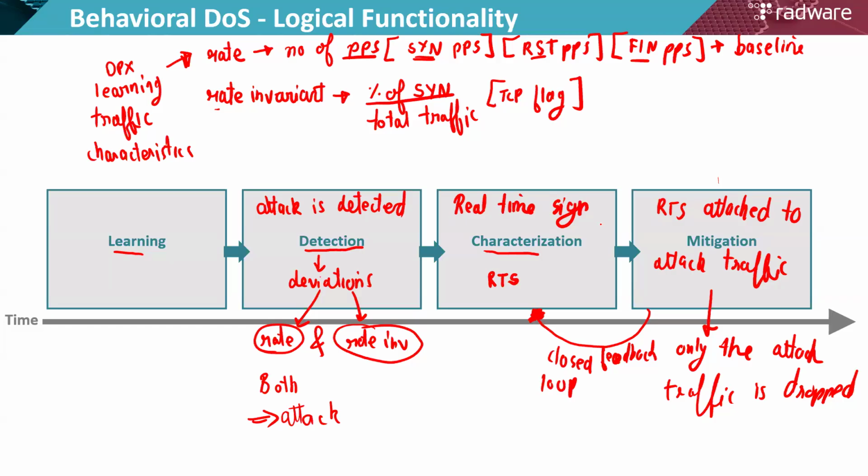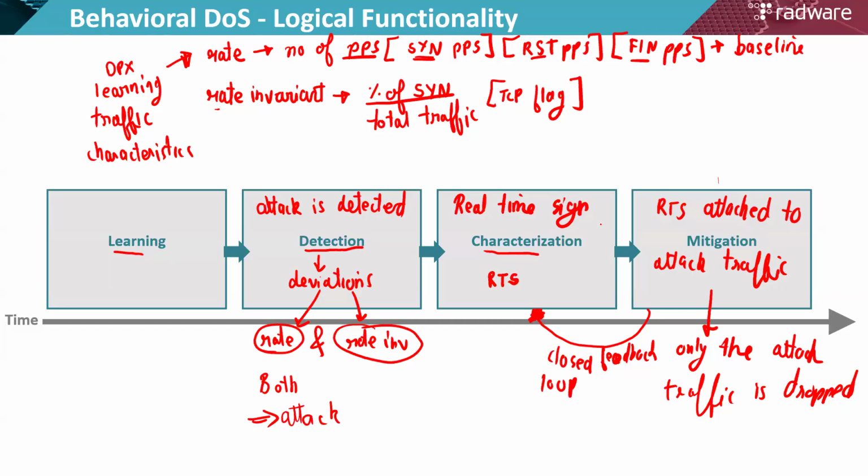Next phase is the characterization phase. During this phase, whenever an attack is detected, DefensePro makes sure that a real-time signature is created based on the parameters learned during the attack. The best possible parameters are selected and chosen as the real-time signature. This real-time signature is attached to the attack traffic and it is dropped during the mitigation phase. Only the attack traffic is dropped; legitimate traffic is allowed to pass through.